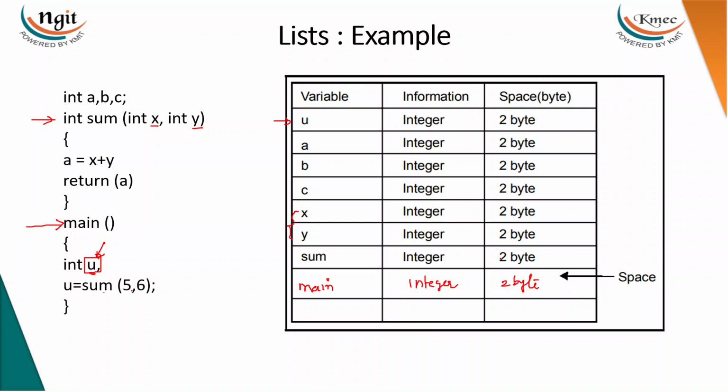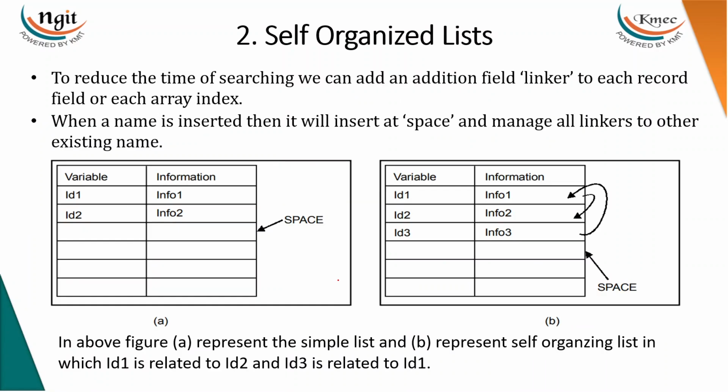Then what is the main disadvantage of this list? See, we are having x and y, but there is no information about what they are related to. And these A, B, C are related to all the functions, but there is no such information. And U is related to main, but there is no such information about the relationship. That we can specify in the self-organized list.